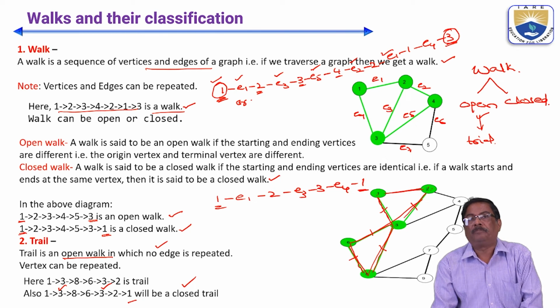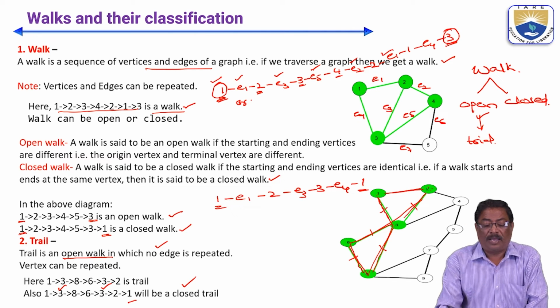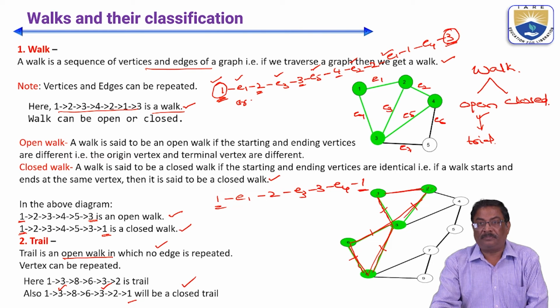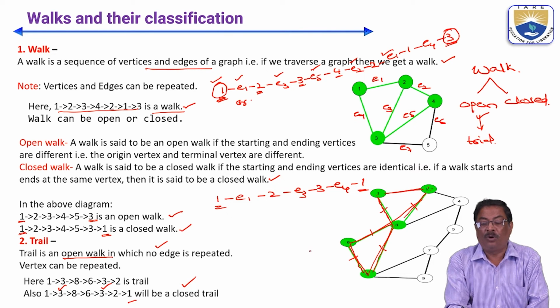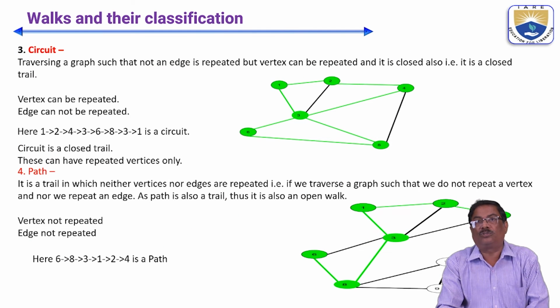Closed trial. So a trial, we can say, is an open walk in which no edge is repeated, but a vertex is repeated. So these are the examples for a trial and the closed trial.